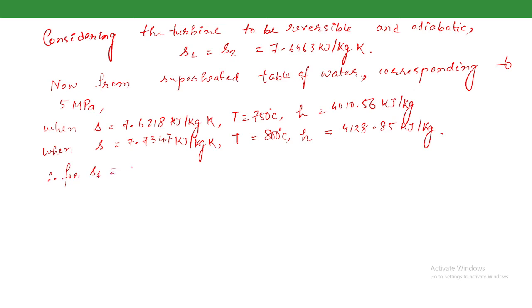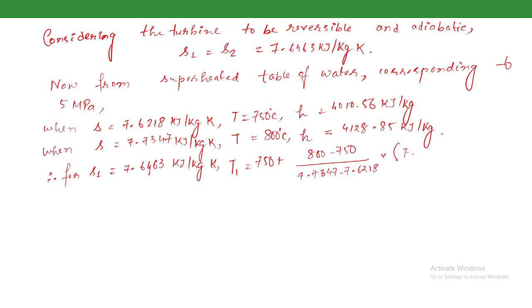Okay, therefore for S1 equals 7.6463 kilojoule per kg Kelvin, the temperature is what? T1 is equal to 750. We are doing the interpolation now: 800 minus 750, divided by 7.7347 minus 7.6218, multiplied by 7.6463 minus 7.6218. So this value comes out to be 760.85 degrees Celsius.